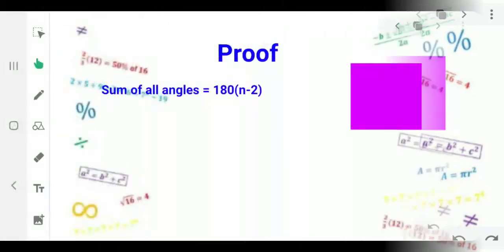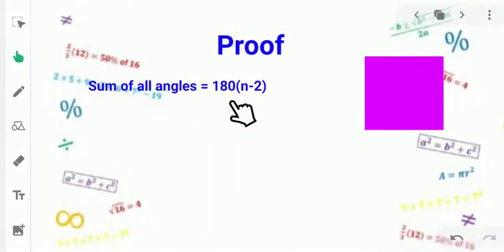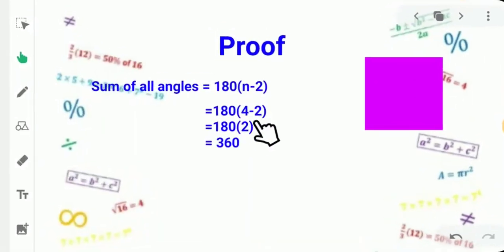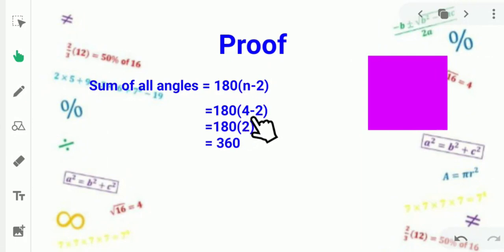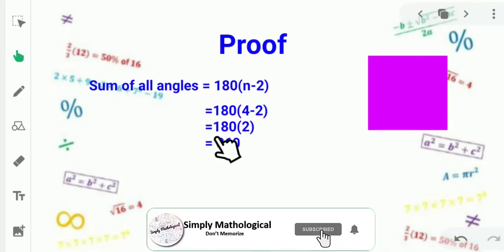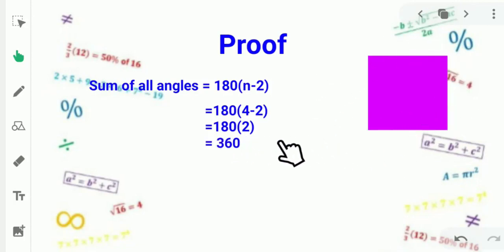So the first step is to write down the formula. After writing down the formula, 180 into (n minus 2), where n is the number of sides, we are going to plug in the values. The sides of the square are 1, 2, 3 and 4. So we are going to plug in the value 4 in the place of n. Now, after we have plugged in the value of 4, we will subtract 2 from it. So 4 minus 2 will be 2, and when we multiply this by 180, we will get 360. And we knew previously that the sum of all the angles of a square will be equal to 360. Hence, the concept of this formula is proved.